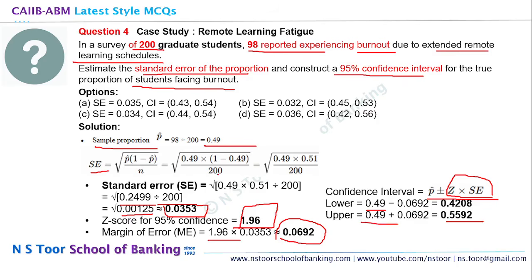So with this, firstly we should see that the sample proportion is 0.49. And what is my standard error? Standard error is 0.0353, that is 0.035. So A should be our correct answer with 0.42. Okay, they have taken it as 0.036 with 0.42 and 0.56. So D will be the correct answer for our question.